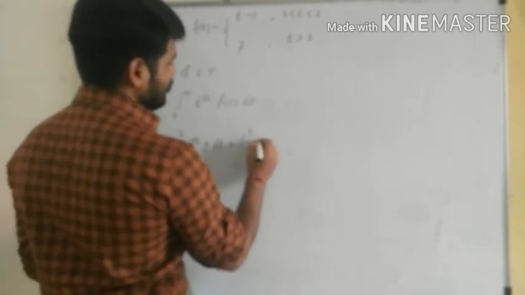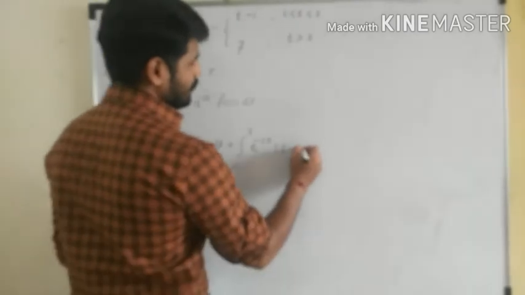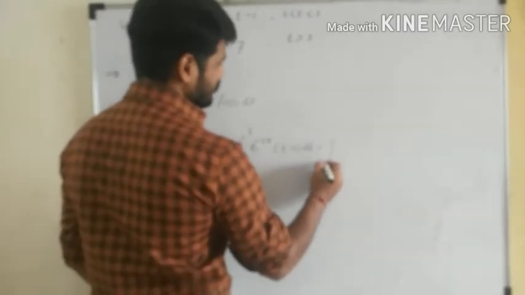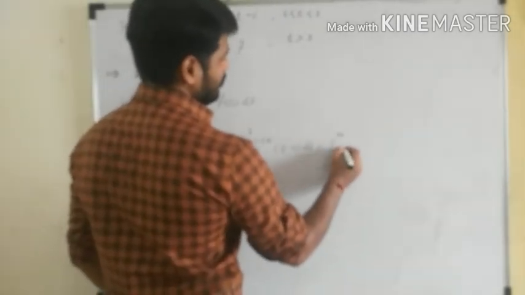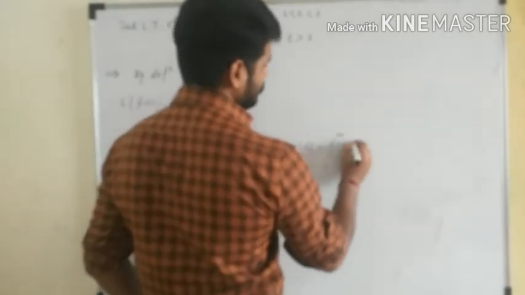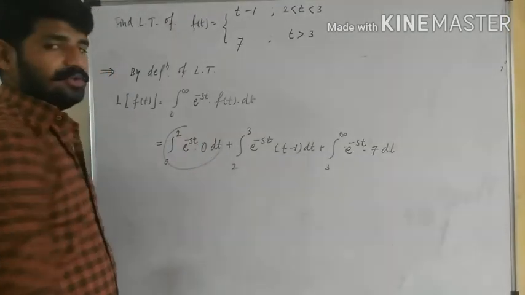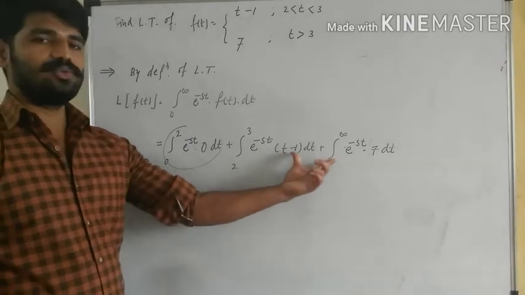In that interval the function is defined as (t minus 1) dt, plus next from 3 to infinity, in that interval the function is defined as 7 e raised to minus st dt. Now this integral gives 0 value. We have to evaluate only these two integrals.